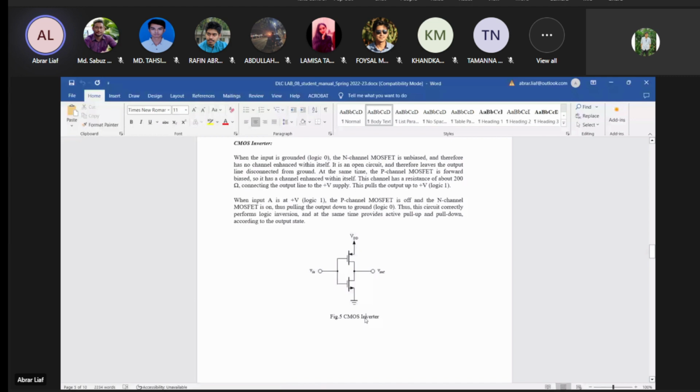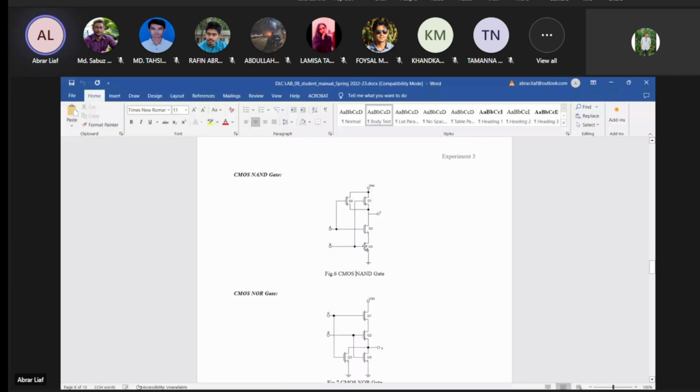After that, you have a CMOS NAND gate. This circuit will work similar to a NAND gate combination. Depending on the input, the output that you will find at the Y terminal will be that of a NAND gate. So you have two NMOS, and you have CMOS connected together.